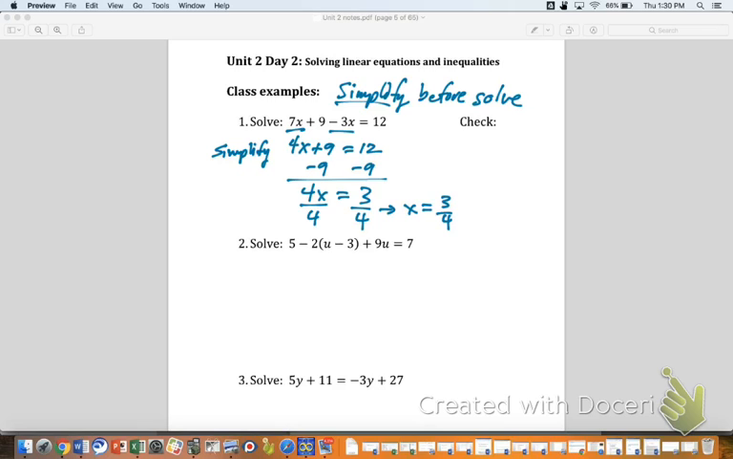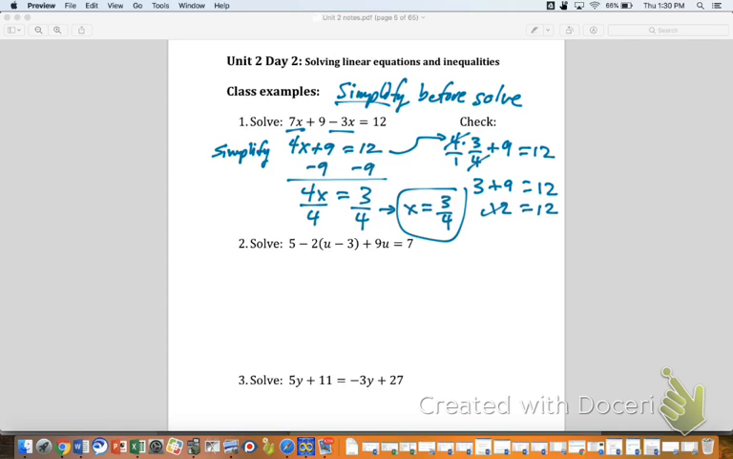So I can check this. How would I check this? Plug 3/4 back in? Yeah. So maybe I'll just take this over here. I would get 4 times 3/4 plus 9 equals 12. Do you guys see how the 4s would cross cancel there in the check? Yeah. So cross cancel there. 1 times 3 is 3. 3 plus 9 is 12. And it checks. Therefore, I'm very confident that that's my solution. Any questions there? We good? Okay.